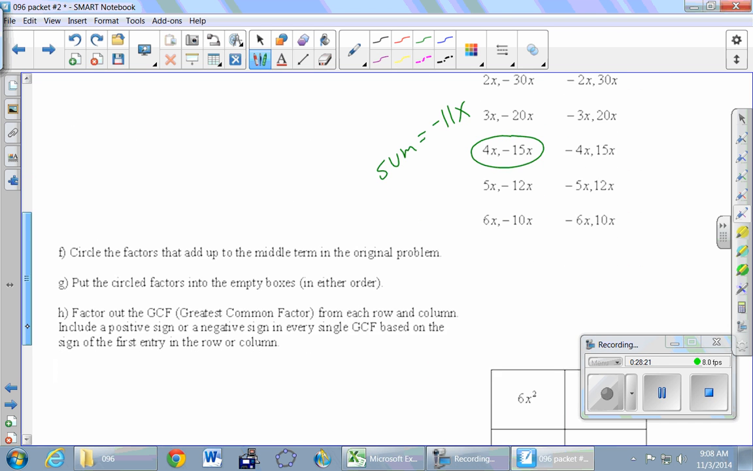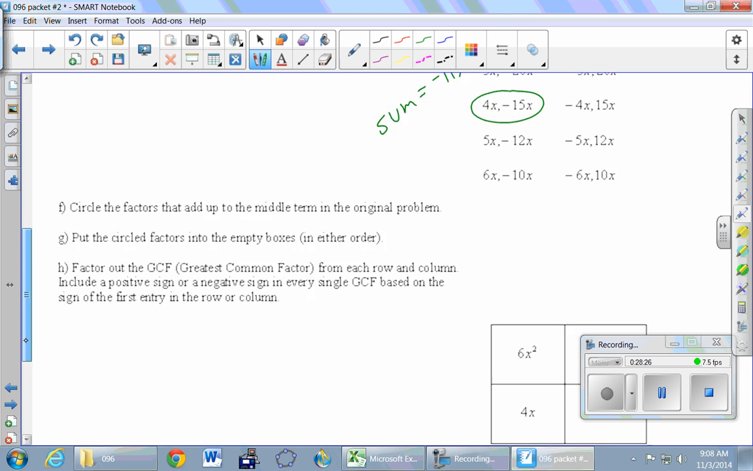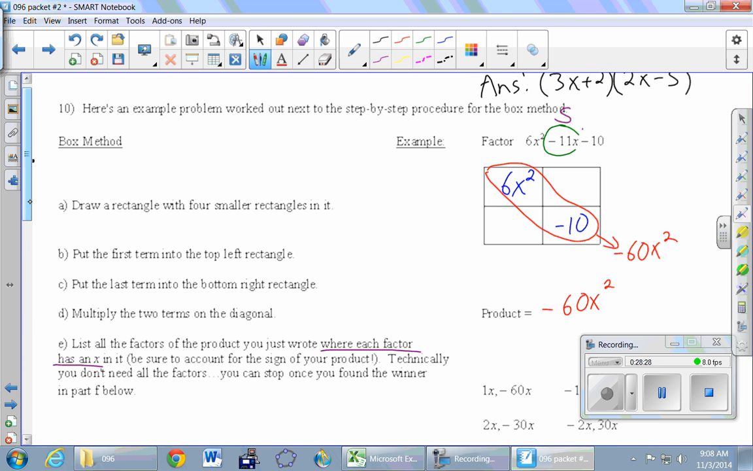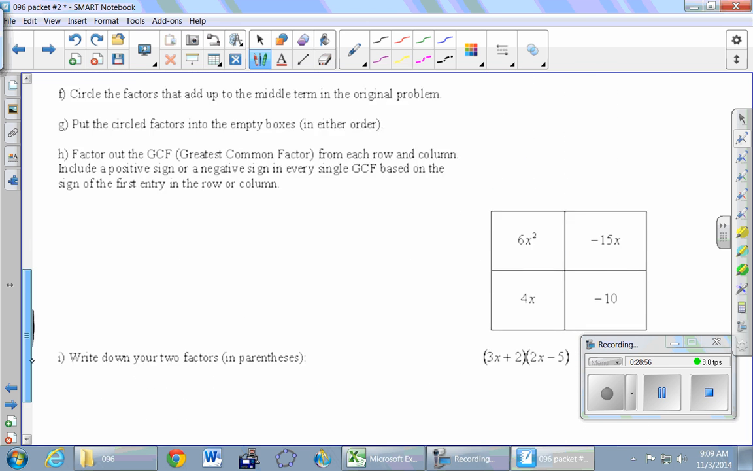So here's what we do next. It says put the circled factors into the empty boxes in either order. Okay, so let's put them into here. This is now way later in the problem, but we found 4x and minus 15x, right? It doesn't matter where you put it. That comes from way down in the bottom of the problem. So let's actually start on this guy right here.